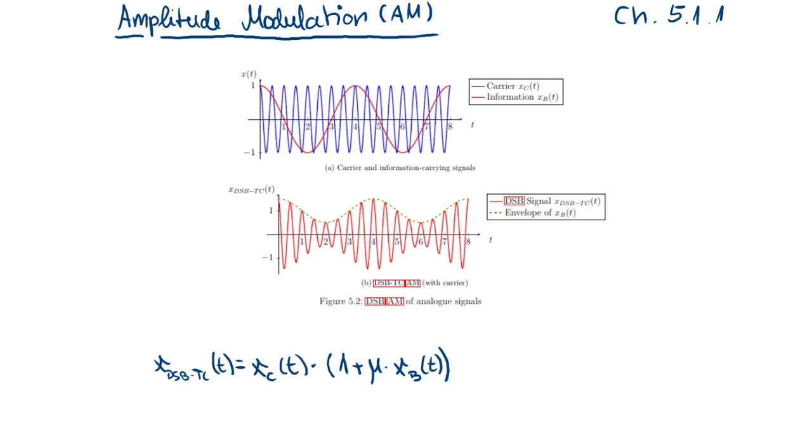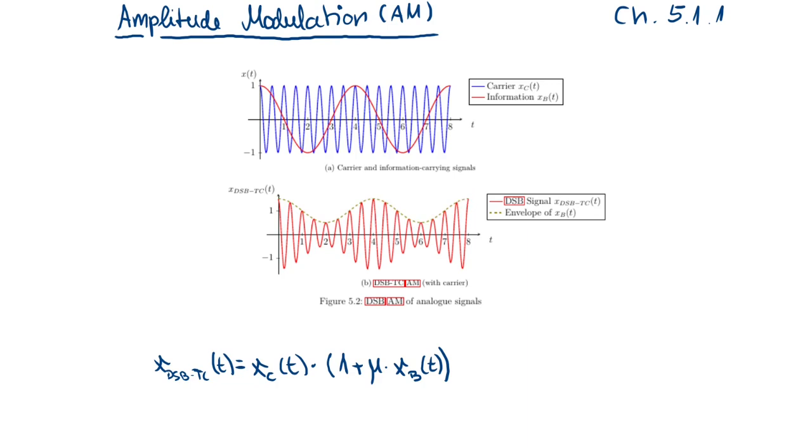And what is done here is that the amplitude of the carrier is just altered, and it follows the information. So you see here the information dotted in brown, as the envelope of the modulated carrier.